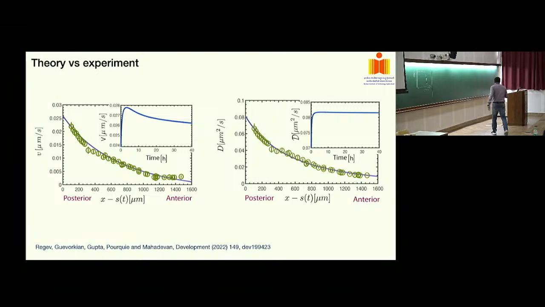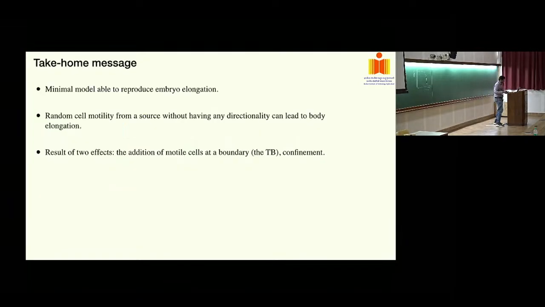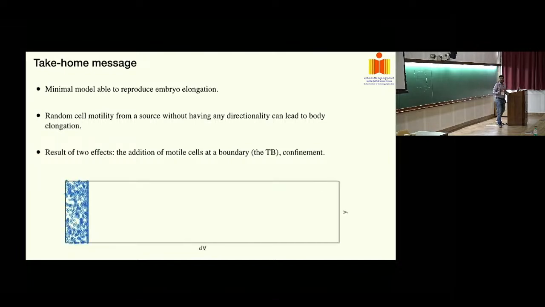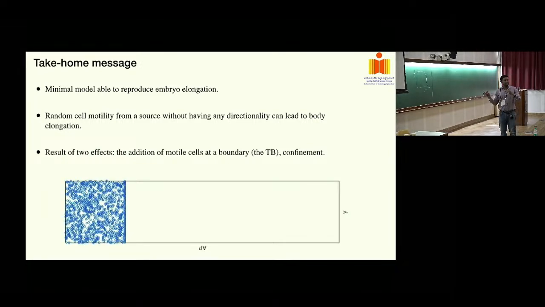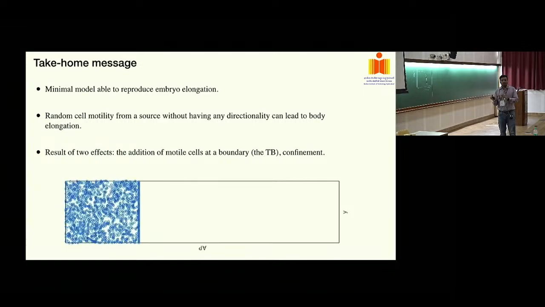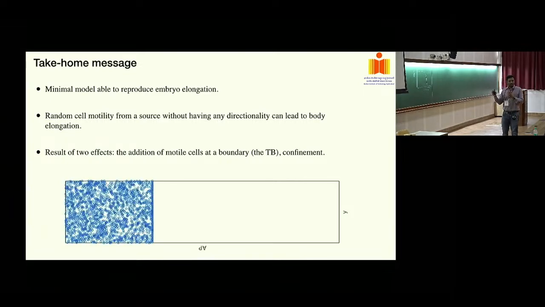So now, the take-home message is that our minimal model is able to reproduce the embryo elongation. Random cell motility without any directionality, with confinement, is good enough to give us elongation.